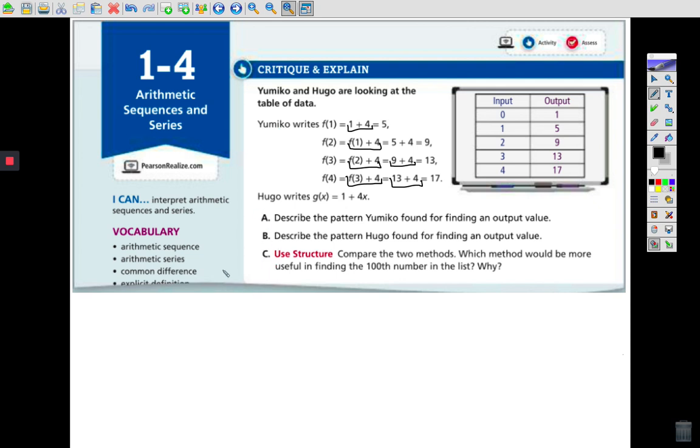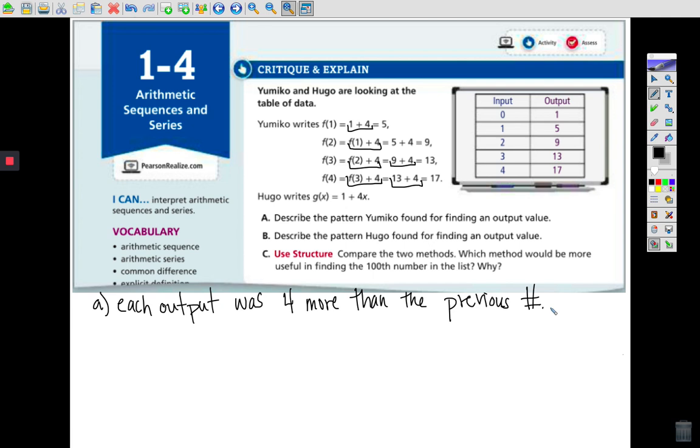So each output is what I wrote. Each output was 4 more than the previous number. So all he was doing, see, this is on page 13 in that companion. All he was doing was adding 4 more to the previous number.